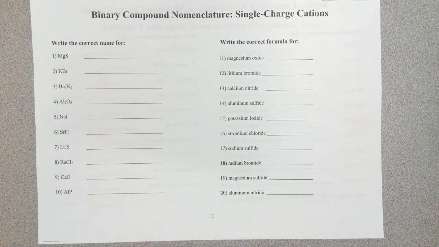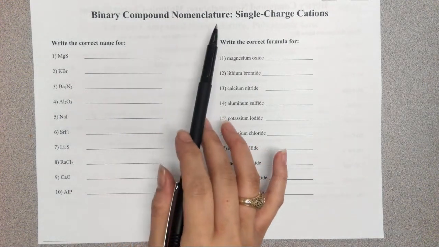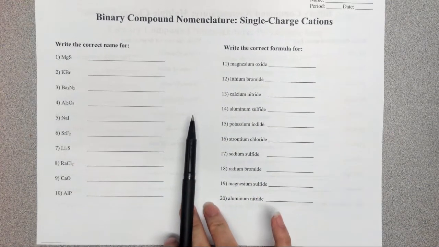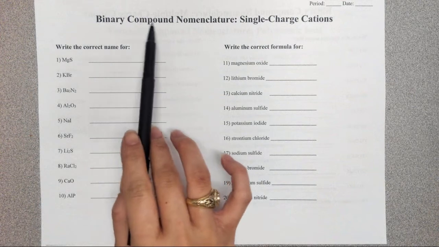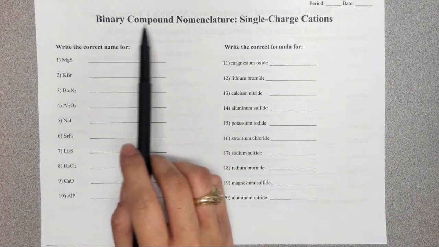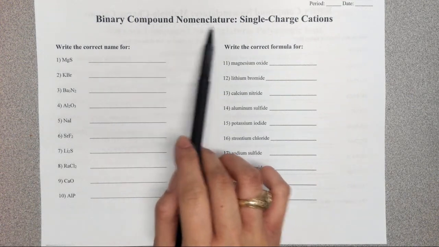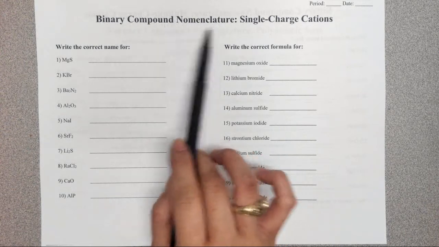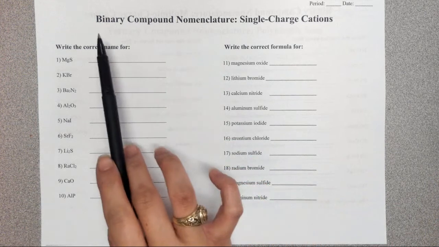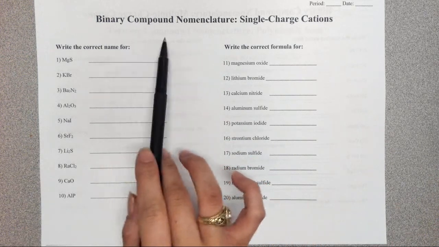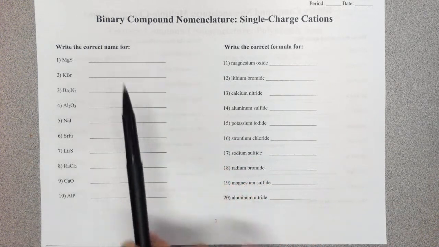And so what this is, binary compound nomenclature. So lots of big words here. Basically, if we break it down, binary means two. Compounds is whenever we have two or more elements bound together. And then nomenclature is just a fancy way of saying rules for naming. So basically, we're learning the rules for naming compounds with just two elements in the compound.